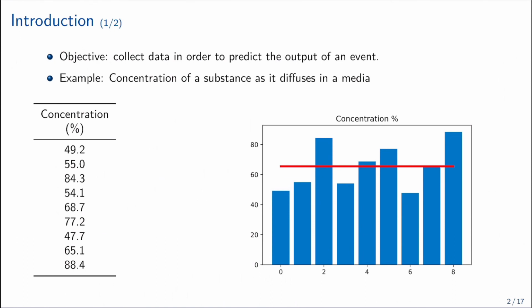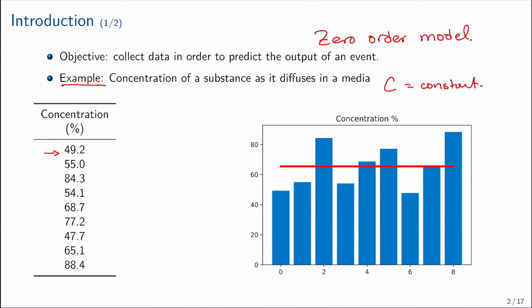The first model is a zero order model, so let me write it down. Zero order model. The objective is to collect data in order to predict the output of an event. Let's suppose that we have the concentration of a substance and it diffuses in a medium. So we measure different concentrations, 49, 55 and so forth. And the zero order model will give you just one value. So in that case the concentration is not a function, but just a constant.